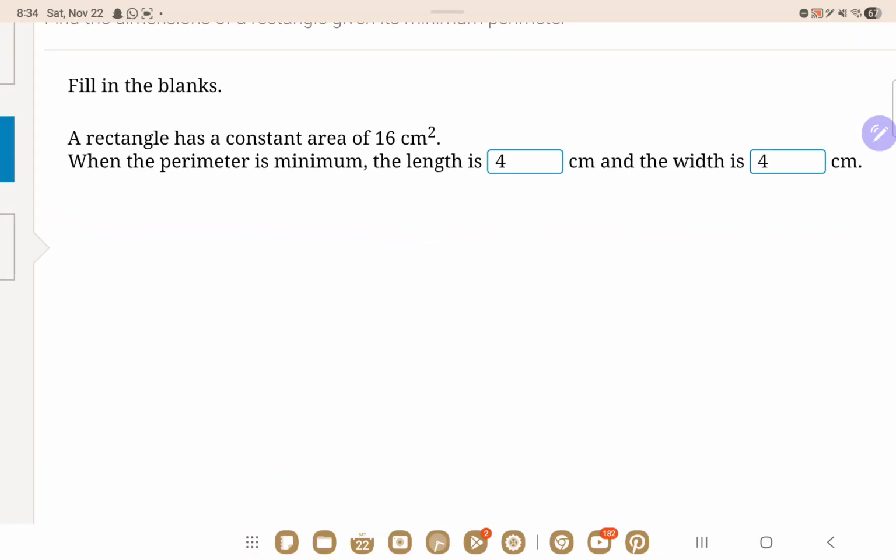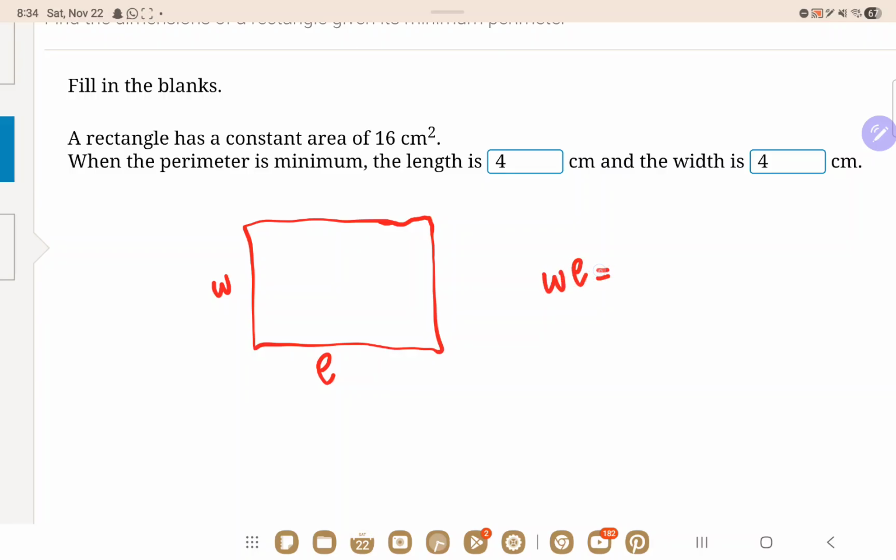You have a rectangle that has a constant area of 16. So this is your width and this is your length. And the width times length equals 16. When the perimeter is minimum, the length is, so what width and length can give you 16? It could either be 4 and 4 or 8 and 2.